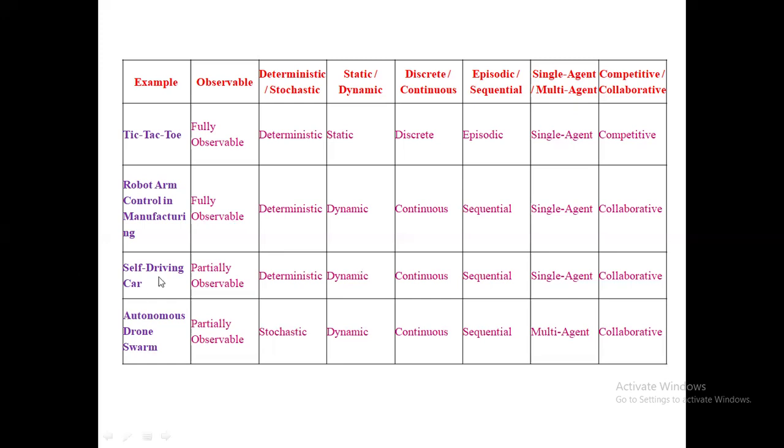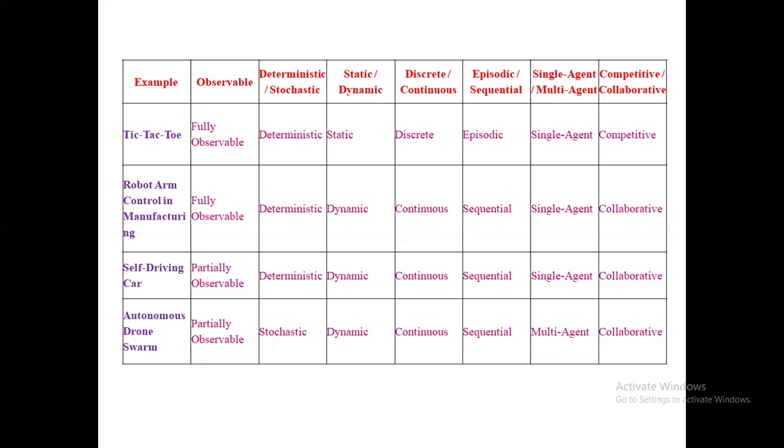Next example is a very interesting example, self-driving car. A self-driving car operates in a partially observable, deterministic, and dynamic environment. The vehicle cannot see all road users or predict all external factors, making the environment partially observable. It is deterministic in its internal decision making, but influenced by stochastic external elements like other drivers' behavior.